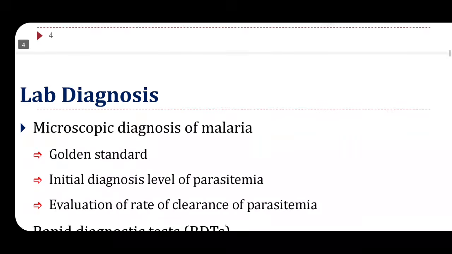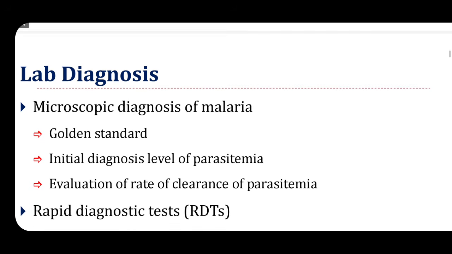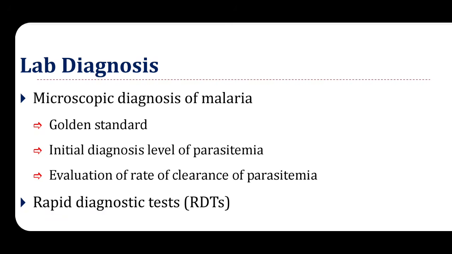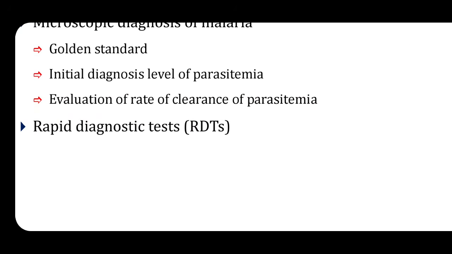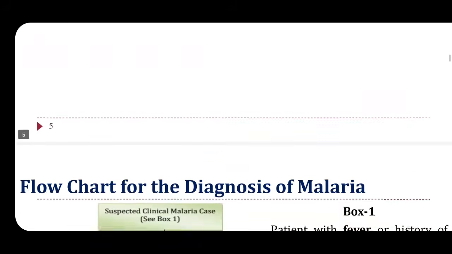Based on laboratory diagnosis, there is microscopic diagnosis of malaria. It is the gold standard for the initial diagnosis of the level of parasitemia, and it indicates the rate of clearance of parasitemia. RDTs are also laboratory diagnosis to identify malaria species.